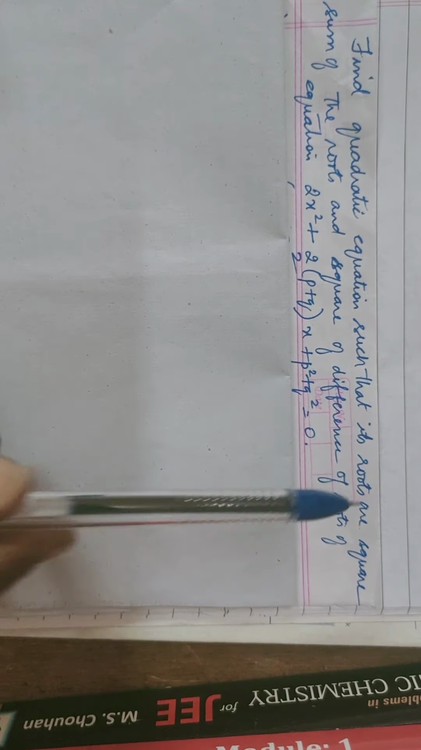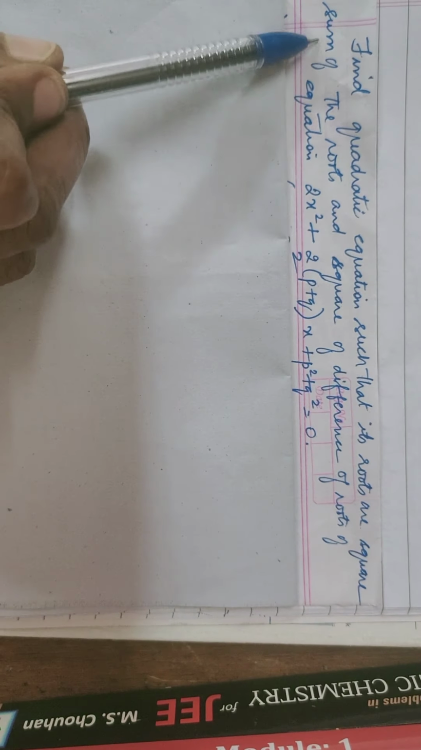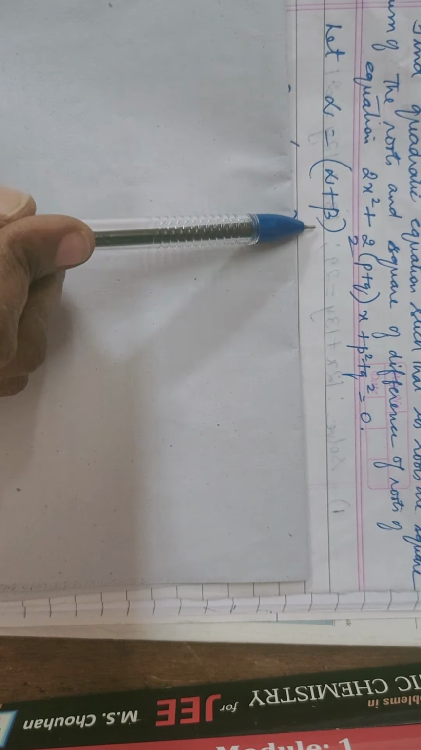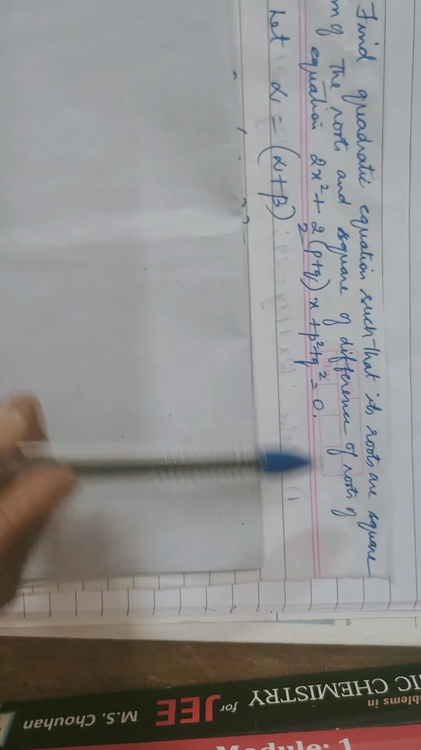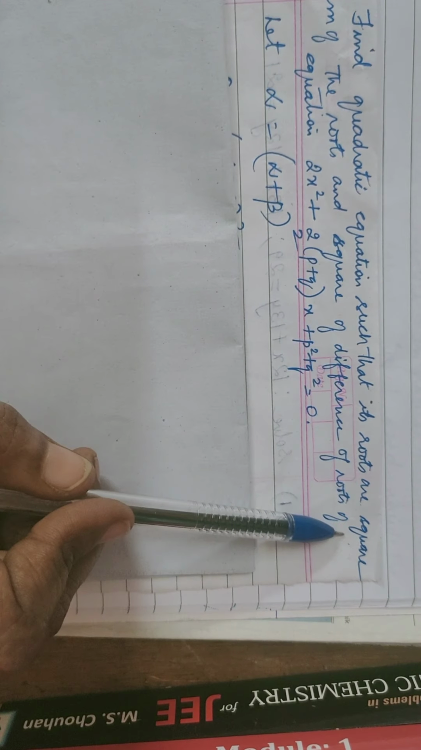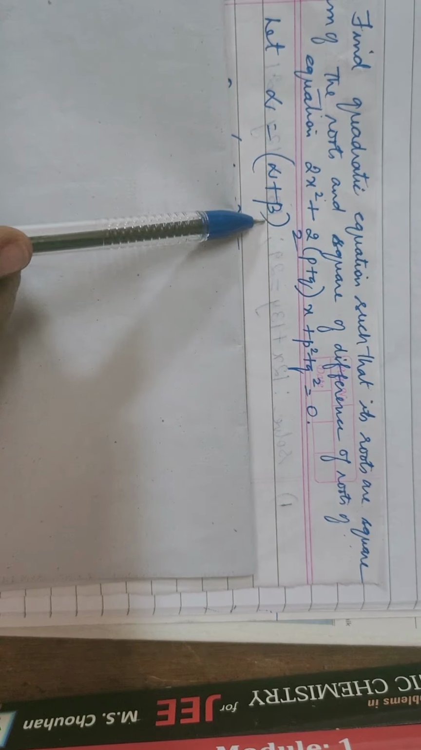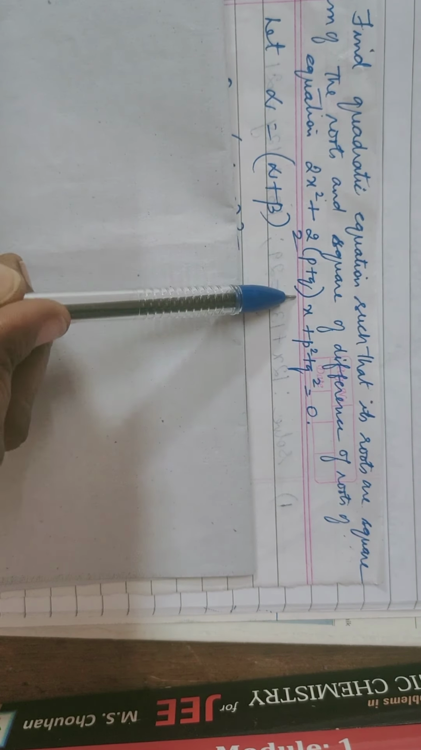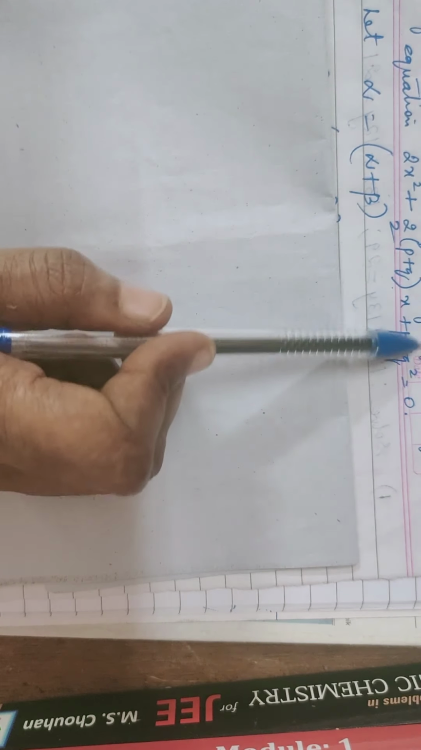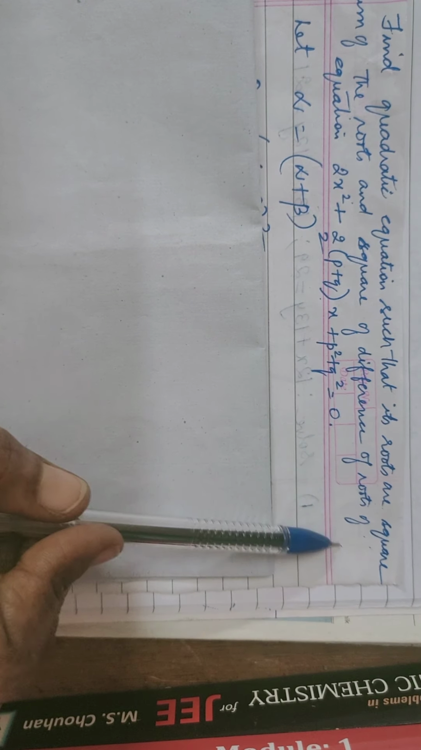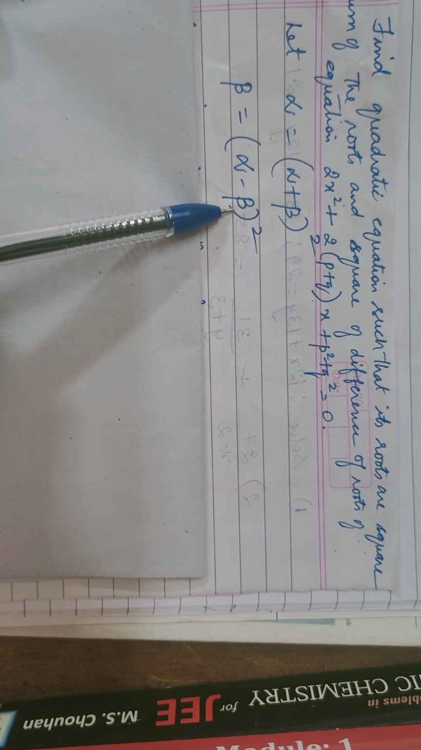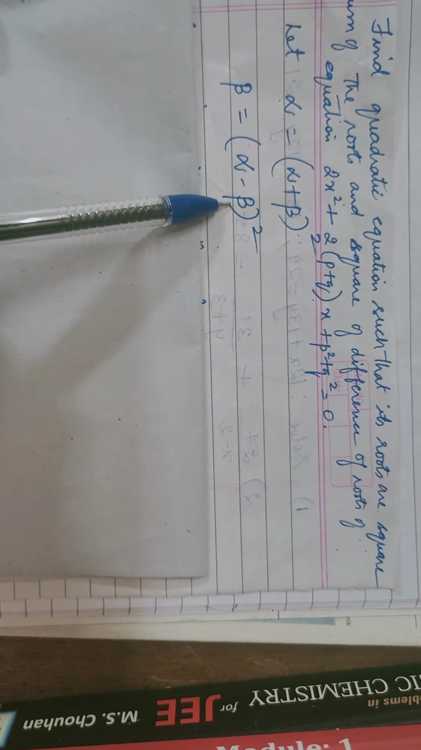So be clear with this. They said one of the roots is the square of the sum of the roots. That means we are taking alpha and beta. So let alpha equal the square of the sum of the roots, that is, alpha plus beta the whole square. And beta is the square of the difference of the roots, so we take the difference, alpha minus beta the whole square. Now we have got alpha is this and beta is this.